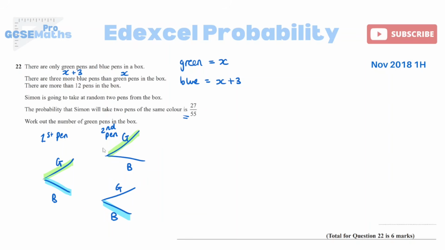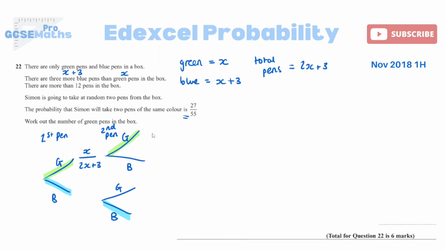So let's actually try and write down some probabilities. We don't know any individual probabilities of green or blue, so we're going to use our X. So the probability of picking green first is X out of all of the pens. So our total pens, if we were to write it here, is obviously green plus blue, so X plus X plus 3. So that would be 2X plus 3, wouldn't it? That's how many pens are in the box as a whole.